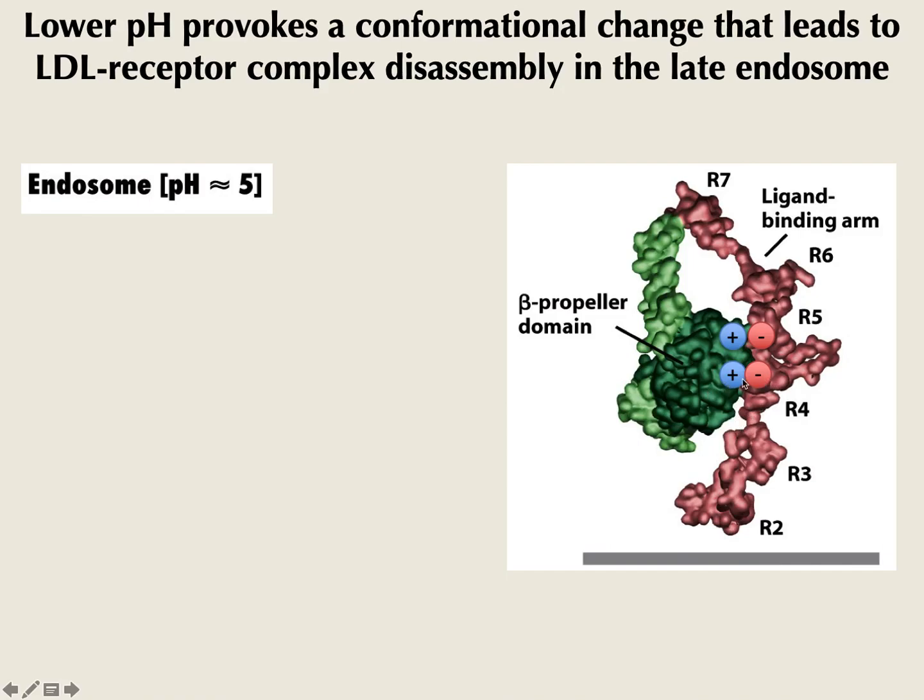Whereas at higher pH, those residues here are not positively charged, right? So the interaction they may have with the ligand binding arm is weaker, right? So if now it competes with the LDL, binding to the LDL wins at higher pH, binding to the beta propeller domain wins at lower pH. That's how you regulate this activity.